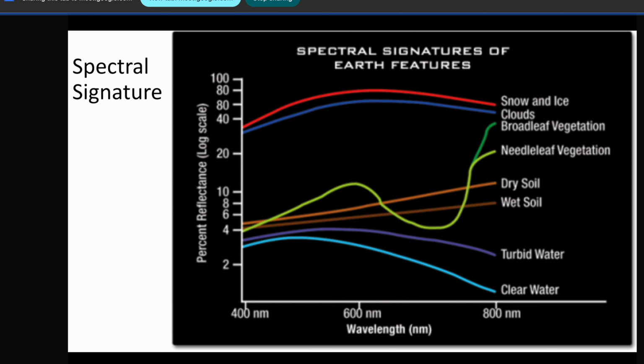This is what I was telling about, spectral signature. You can see the y-axis is percentage reflectance. Reflectance means the reflected intensity divided by the incident intensity. That's it.